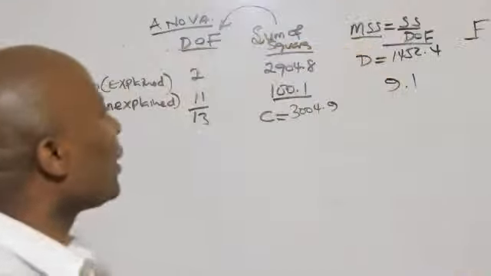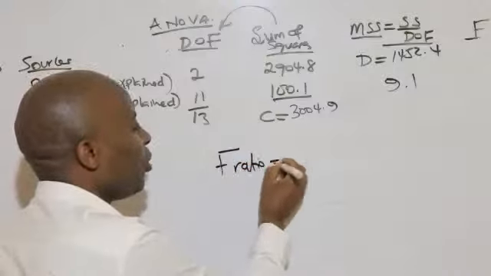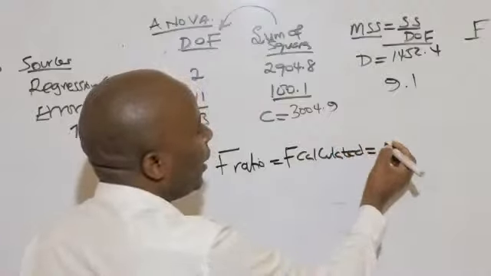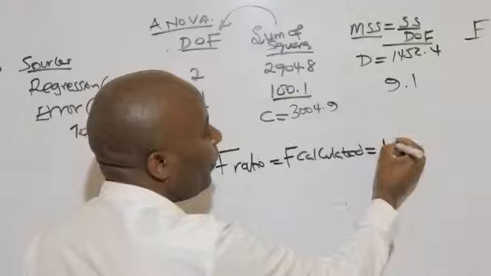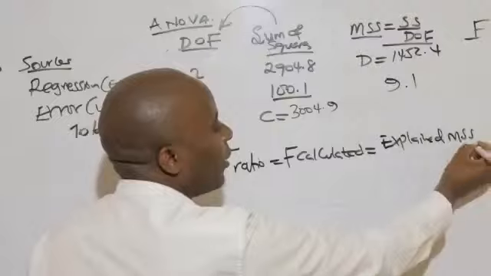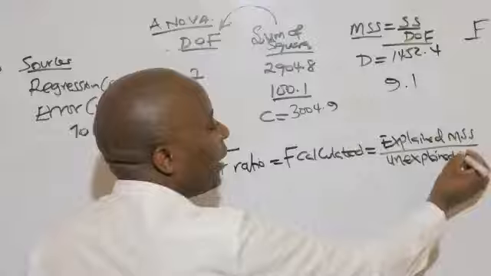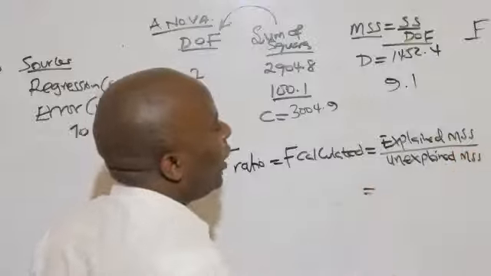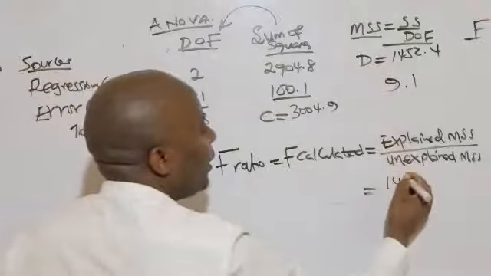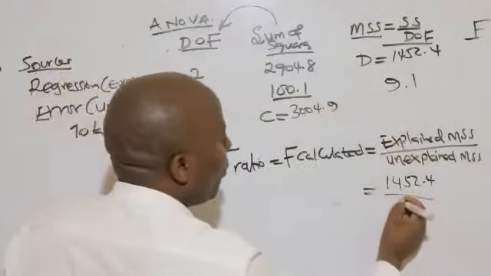If you can recall, ladies and gentlemen, to get this F ratio, which is the same as F calculated, we normally take the explained MSS over the unexplained MSS. The explained mean sum of squares is 1452.4, all over the unexplained MSS, which is 9.1.